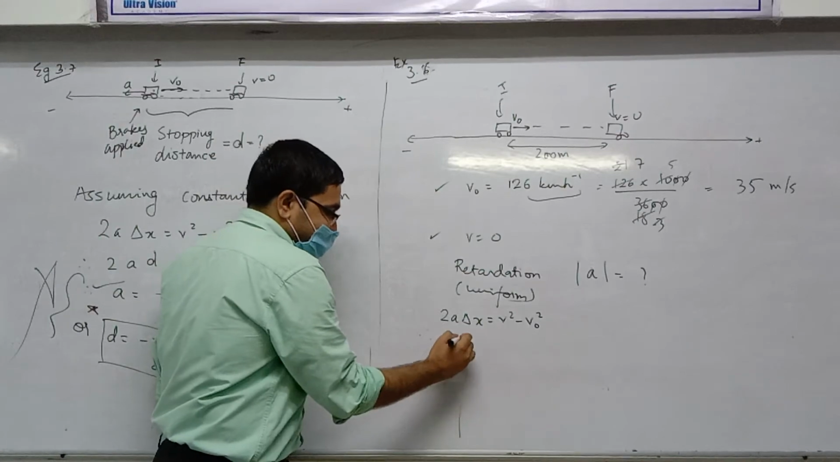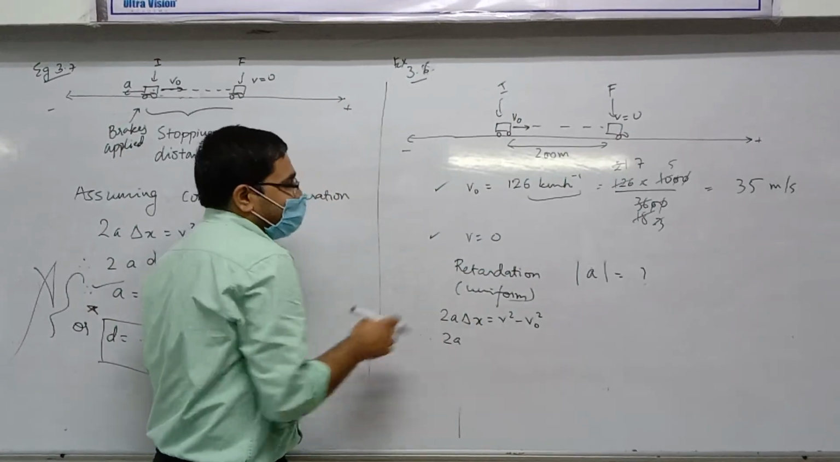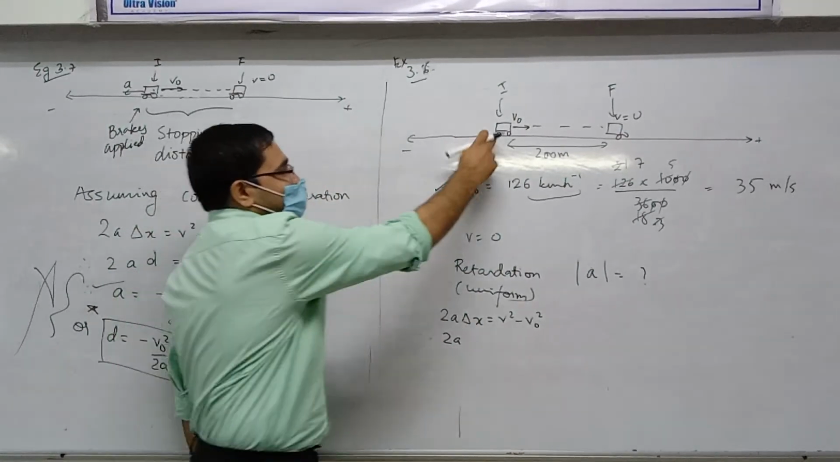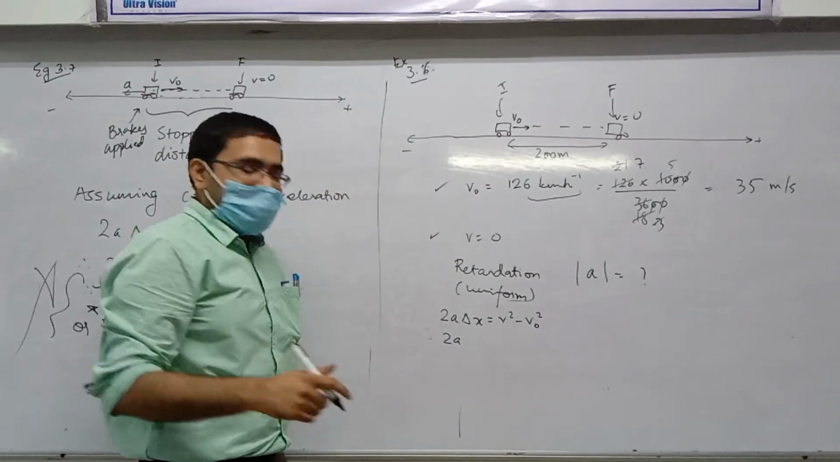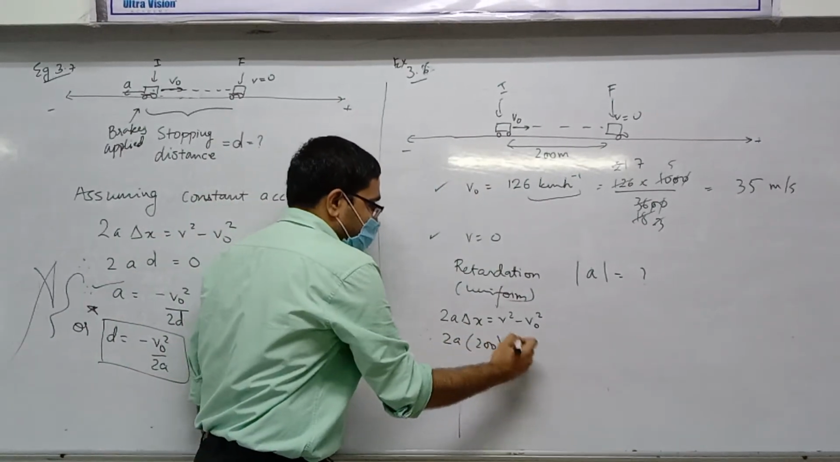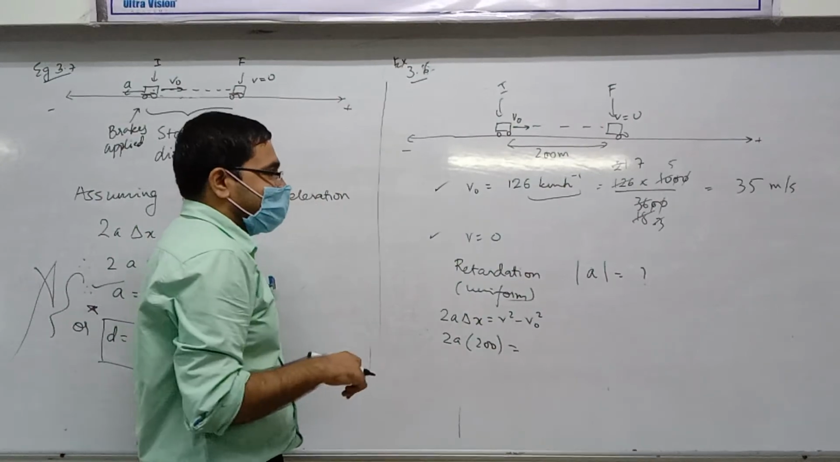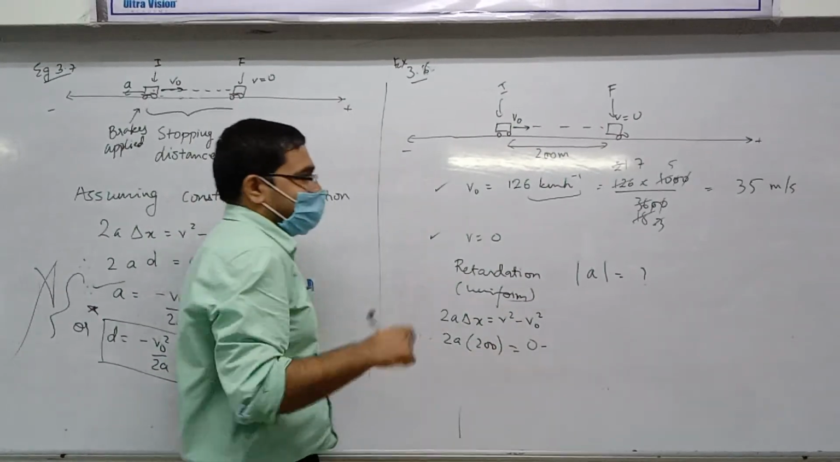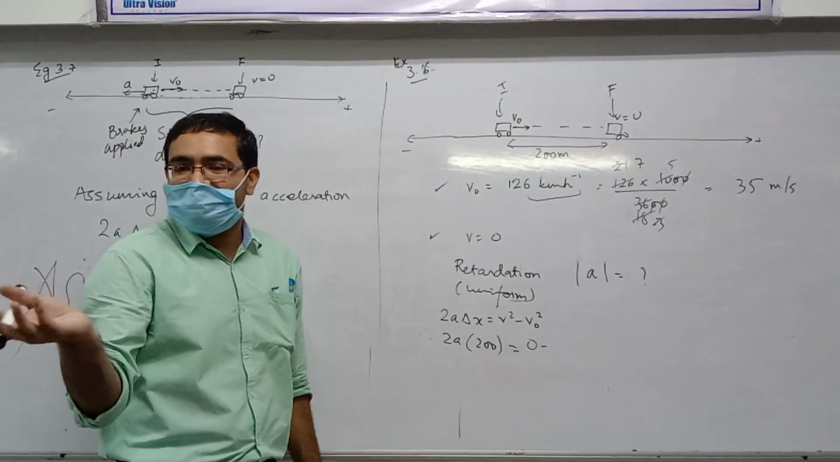Chalo. 2a we want to find. Delta x. How much is delta x from initial to final position? 200. Very good. Equal to v squared, final velocity squared, zero. Minus initial velocity squared. 35 squared. How much?